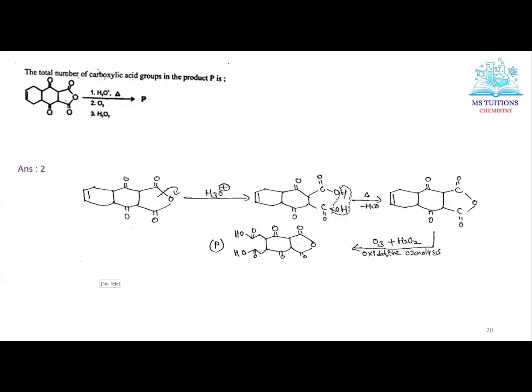Then it reacts with O3 and H2O2, indicating oxidative ozonolysis. During oxidative ozonolysis, this double bond will break. In reductive ozonolysis, CHO groups would form, but it is oxidative, so these two CHO groups will be converted into COOH and COOH. So in the final product, how many COOH groups are present? Two are present. So the answer is 2.